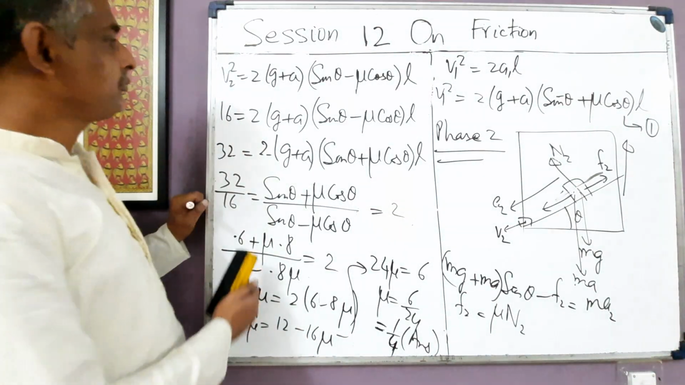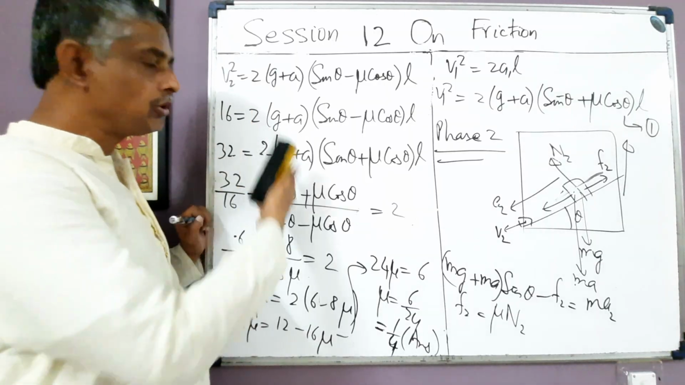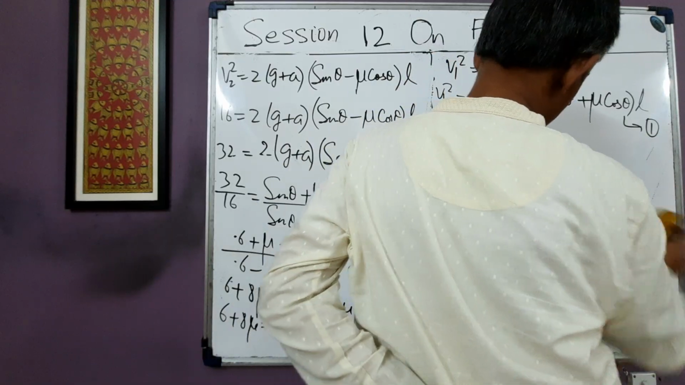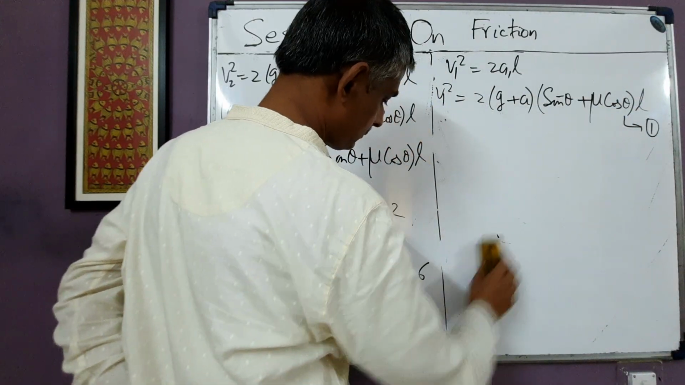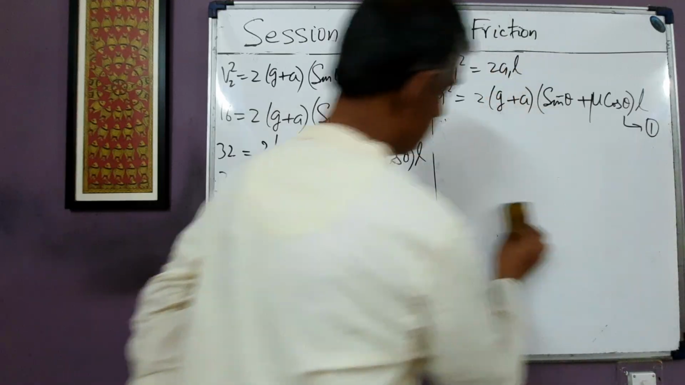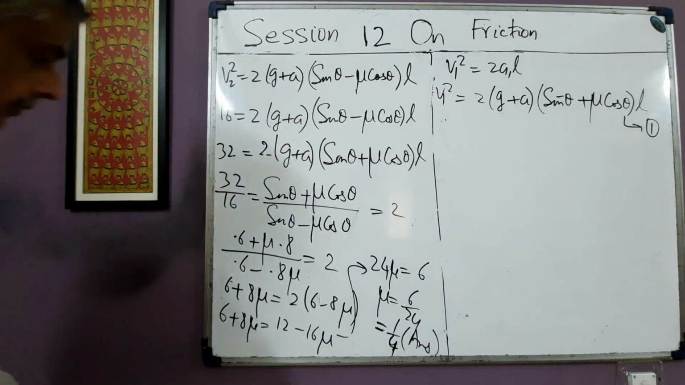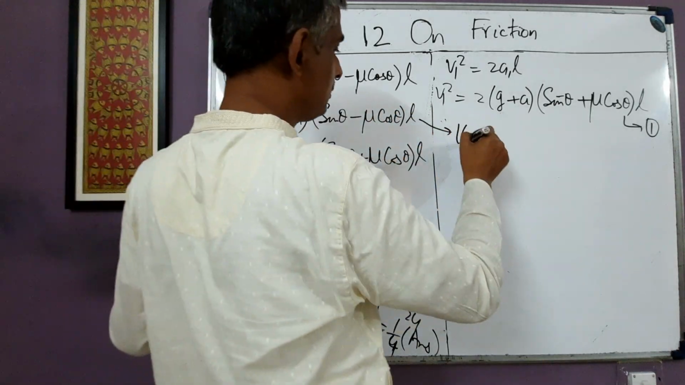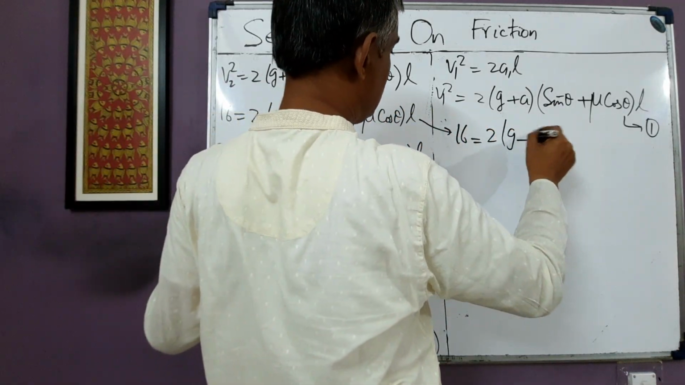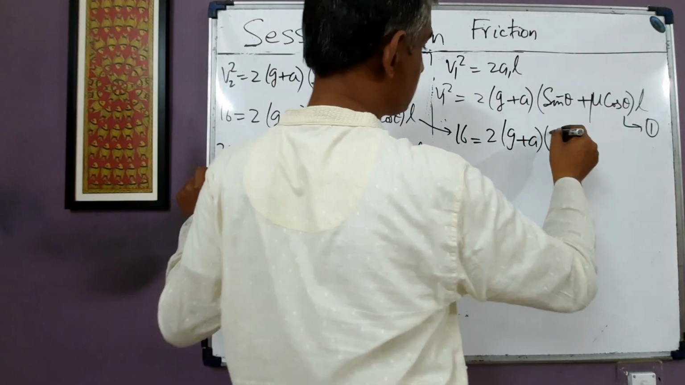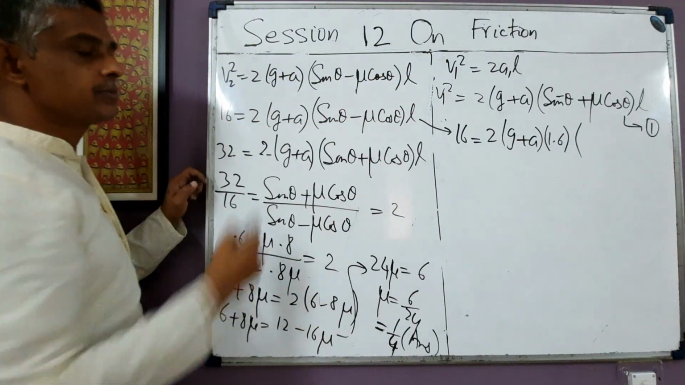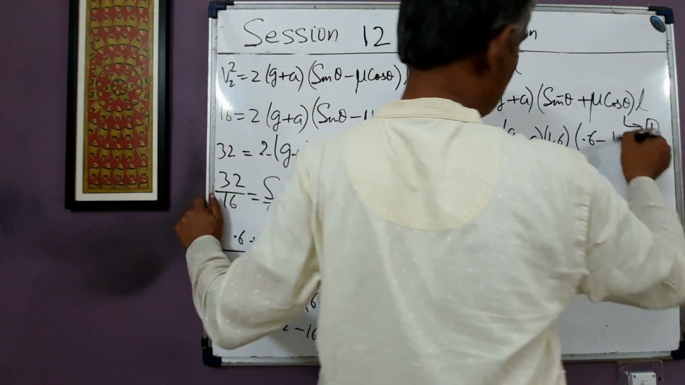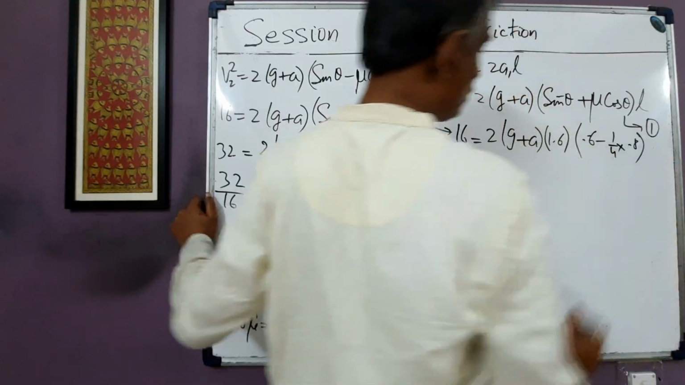Now I substitute the value of mu in either of these equations, any one of them. I'll get the value of a also. So substitute mu in this formula, suppose. So this is 16 equals 2 times g plus a, L is simply 1.6 meter, it is given as 1.6 meter, into sin theta minus mu cos theta. Sin 37 degree is simply 0.6, mu is 1 by 4, cos theta is simply 0.8 from trigonometry.